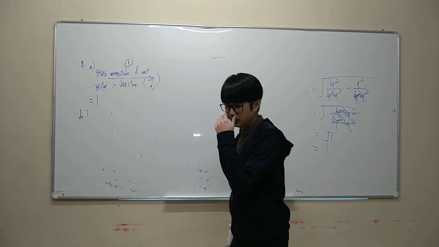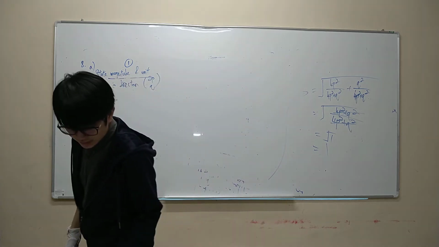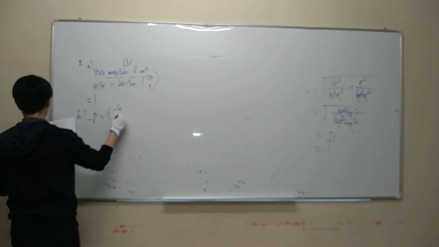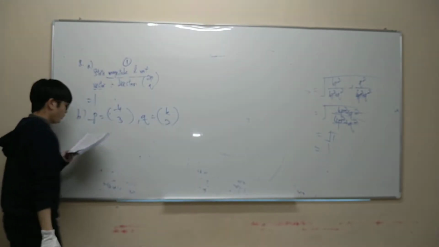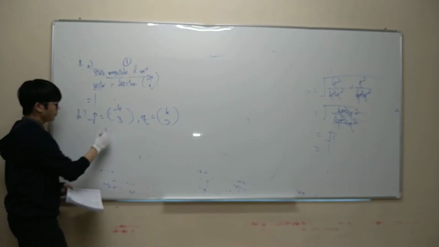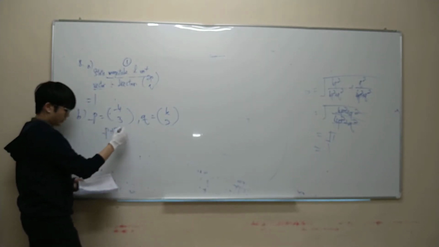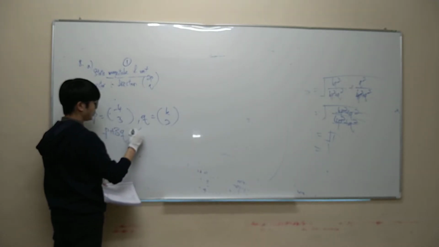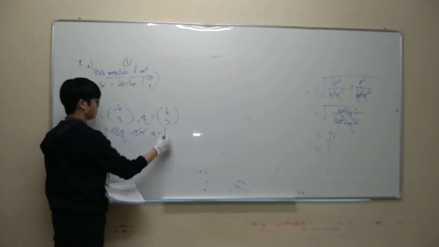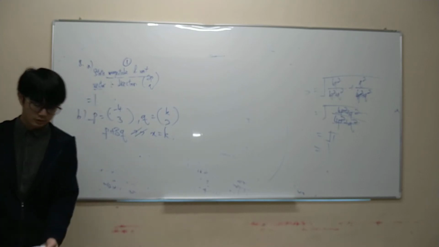Let's continue with B here. Given P is negative 4, 3. I write it down: negative 4, 3. Q is K, 2. Find the value of K such that P plus 3Q is parallel to X equals K. Parallel, so I use this symbol, X equals K. Alright, so what to do?